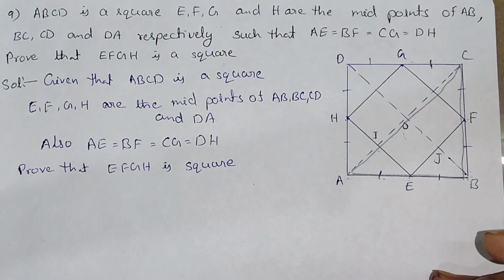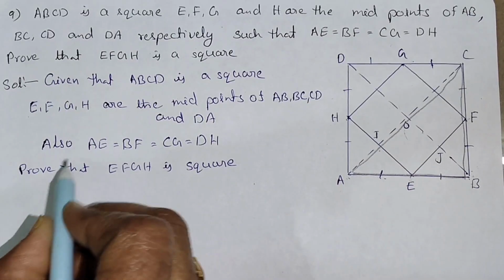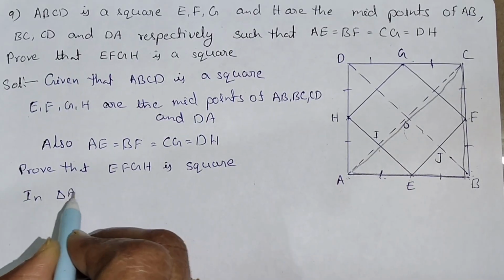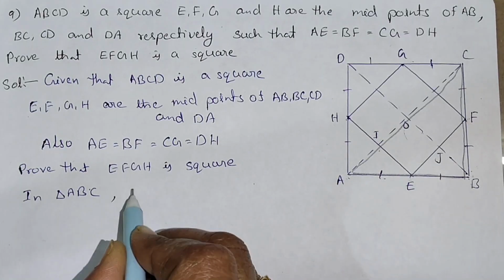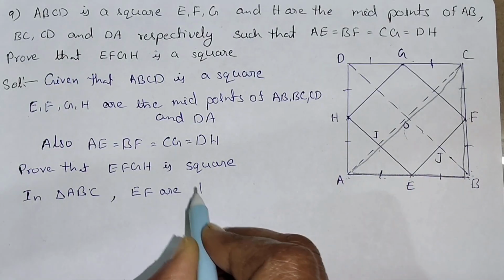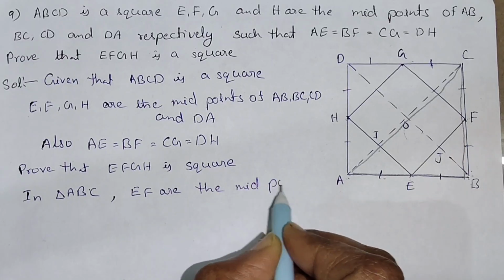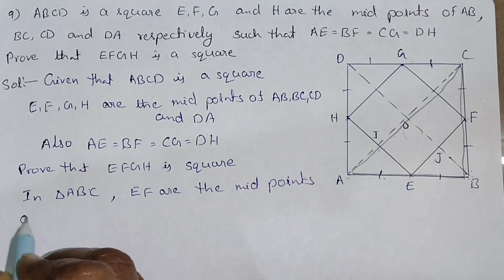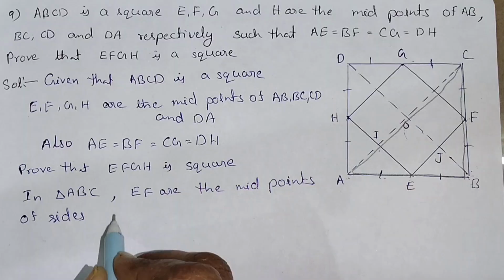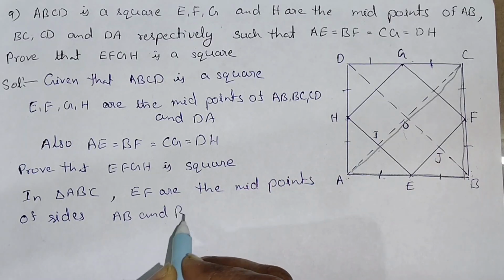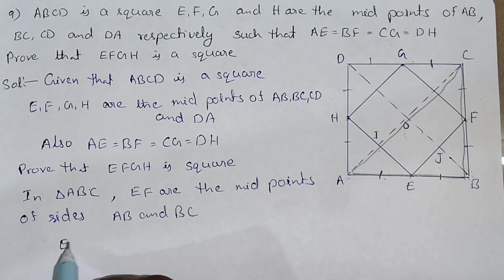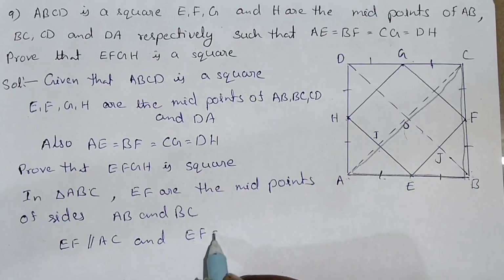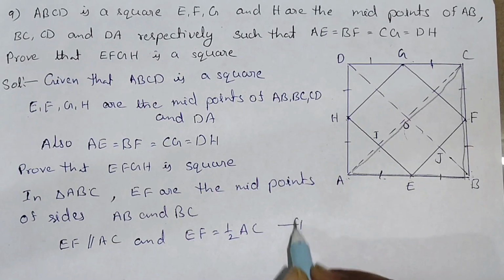We write that one. In triangle ABC, E and F are the midpoints of sides AB and BC. So EF is parallel to AC and EF equal to 1 by 2 AC. This is equation 1.